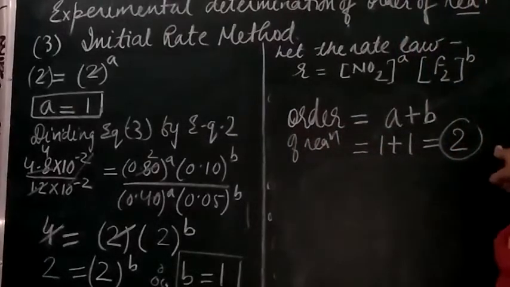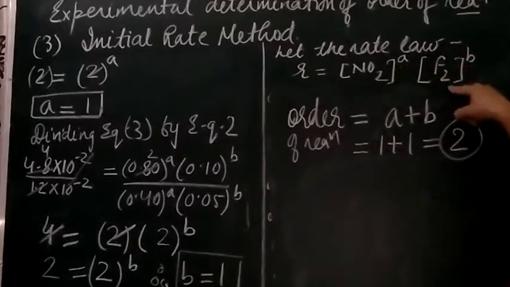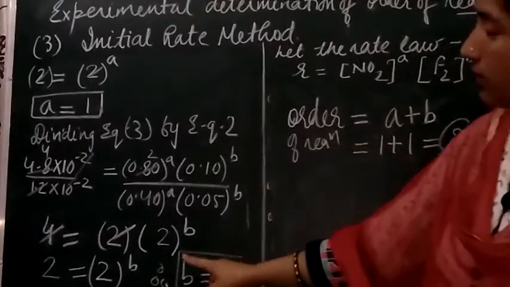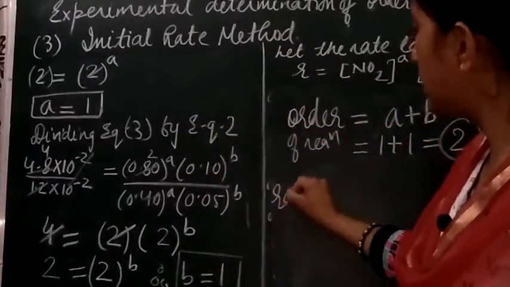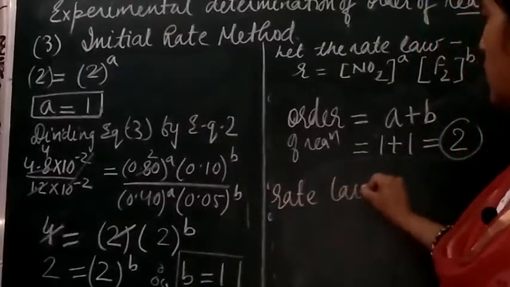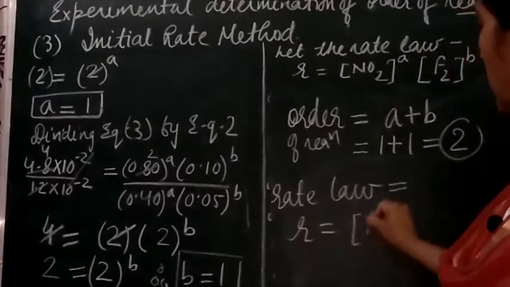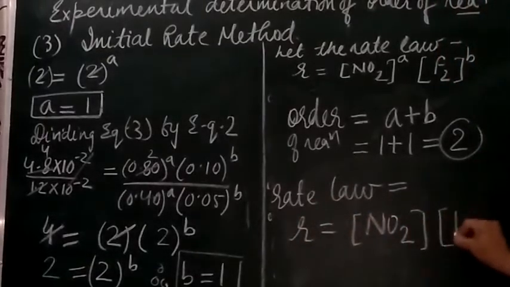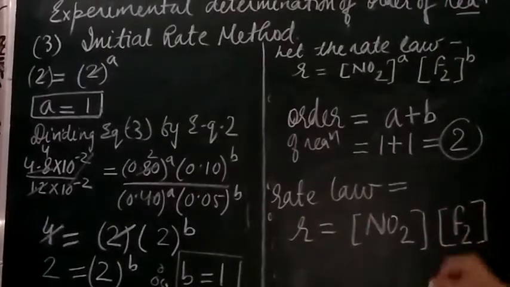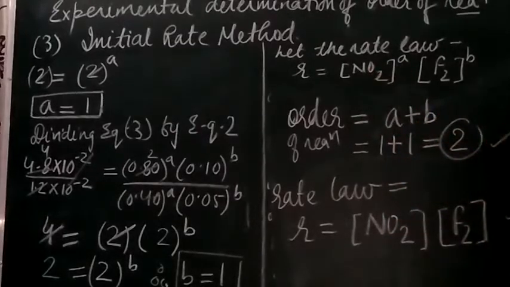And if it is asked to find the order of the reaction with respect to NO2, it will be 1, and with respect to fluorine it will also be 1, because we are obtaining A equals 1 and B equals 1. Now what is going to be the rate law? The rate law you can easily obtain from here. It will be R equals k, and we put the value of A and B. A is 1 and B is 1. So students, this is the rate law for the given equation, and you have obtained the order of the reaction also.